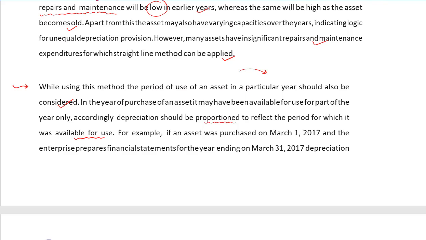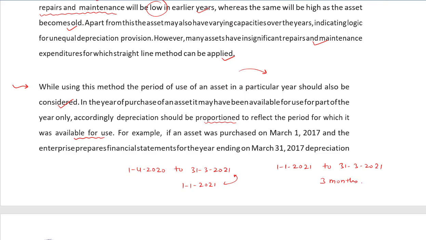Supposing the accounting year is 1st April 2020 to 31st March 2021, and you have purchased the asset on 1st January 2021. That means you will be using the asset from 1st January 2021 to 31st March 2021. Does it make sense to you? Yes. Okay. This means you will be using the asset for 3 months only, so charge the depreciation for 3 months only. It's quite logical.